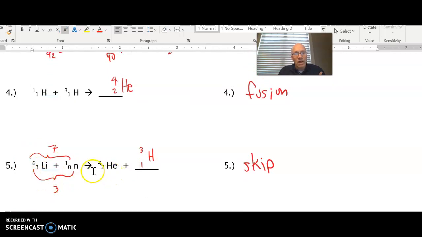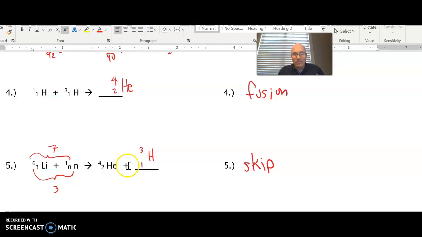Number 5, you have more than one thing. So I'm going to add up the total of the atomic numbers on the left and the total of the mass numbers on the left, and then try to figure out what's missing. So 2 plus 1 gives me that total of 3. 4 plus 3 gives me that total of 7. So I can figure out that this is the particle right here. The name of this is called tritium. It has a lot of uses in nuclear reactions.